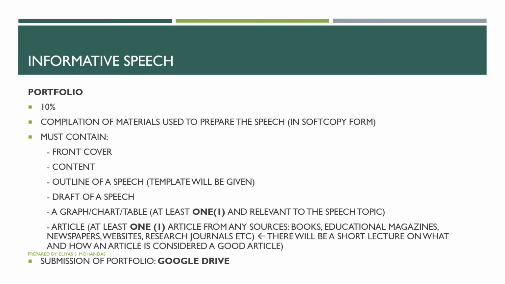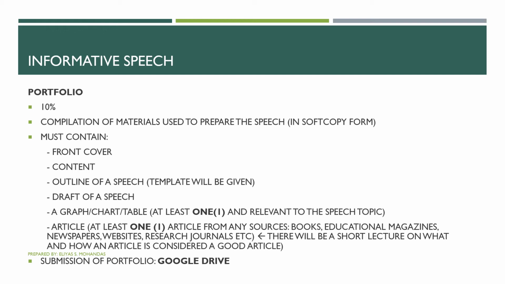Also, you must include an article, just one. The requirement for first speech is one article, and that article can be from many sources. It can also be from books, from educational magazines, from newspapers, from websites, from research journals, anywhere that you can find any article. And I will also come up with a lecture video guiding you on what and how is considered as a good article.